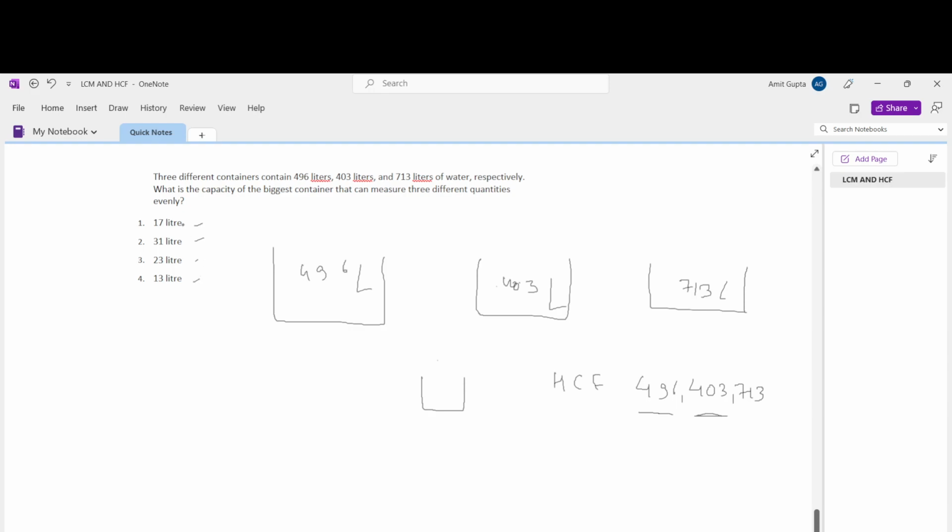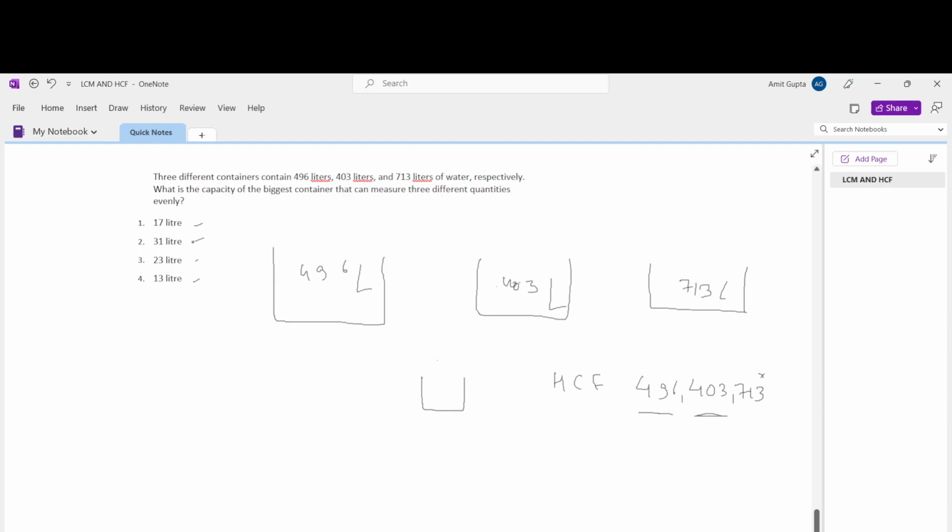So starting with option 1, let's see if 17 can divide all these numbers. 17 into 4 is 68, 4, 6. 17 can divide 496. Let's see if 17 can divide 403. 17 into 416, 17 can divide 403 as well. Can 17 divide 713? 17 5s are 85, 17 4s are 68, 33. So 17 will not divide 713.